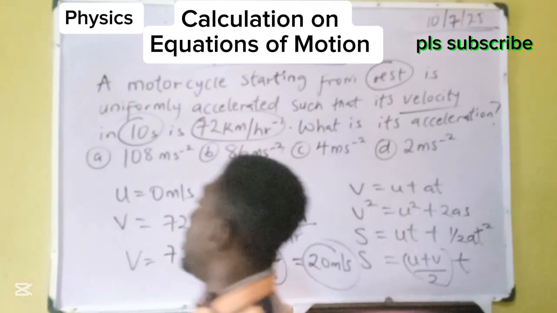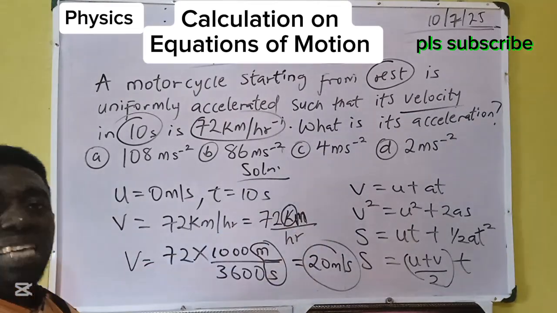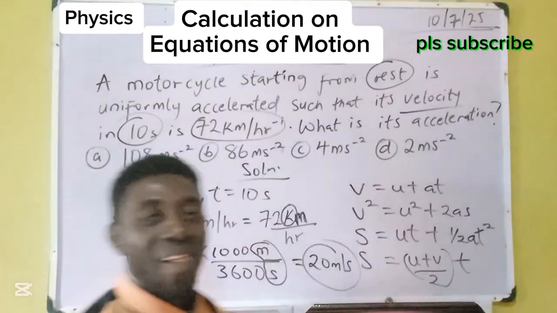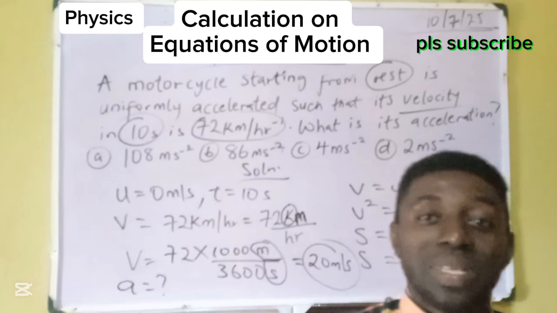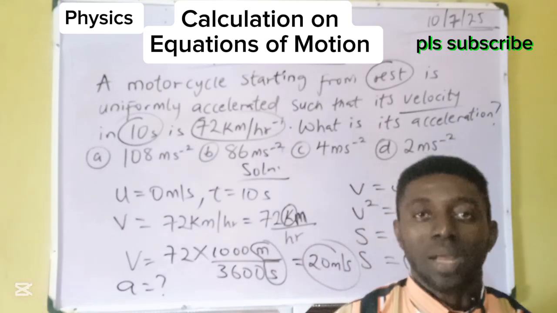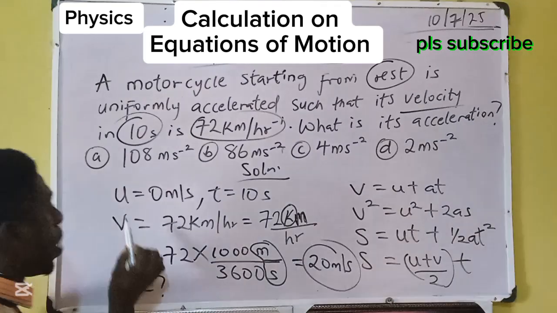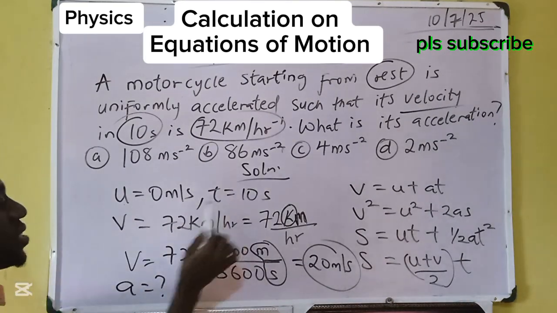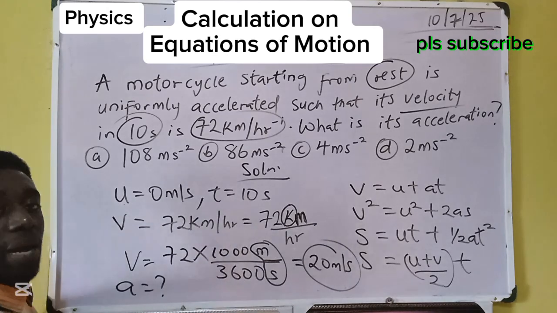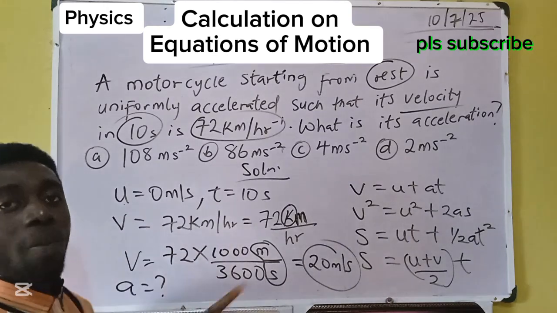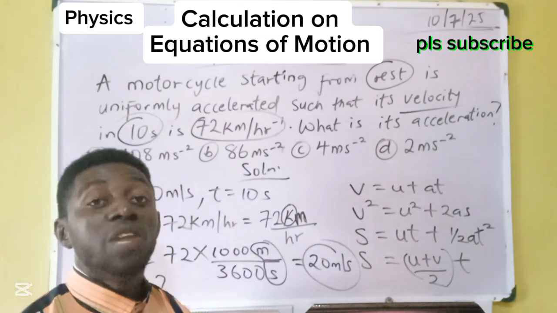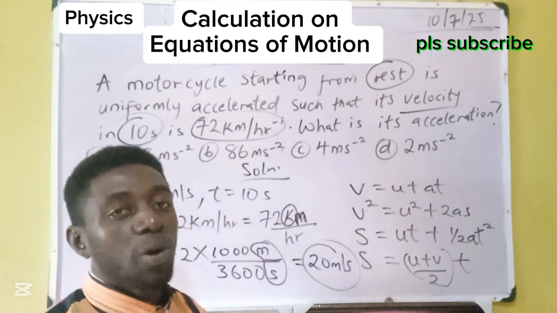So we'll continue. The question says again, what is its acceleration? A, question mark. Then observe the parameters and go back to the equations of motion to find the best equation that suits them. We have U, we have T, we have V, we have A. There is no distance. So anywhere there is distance, we cancel. That formula cannot help us.